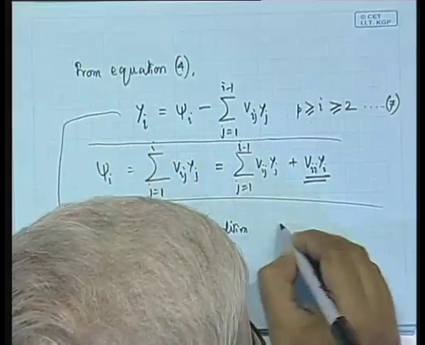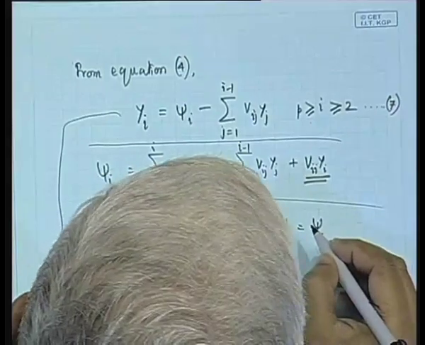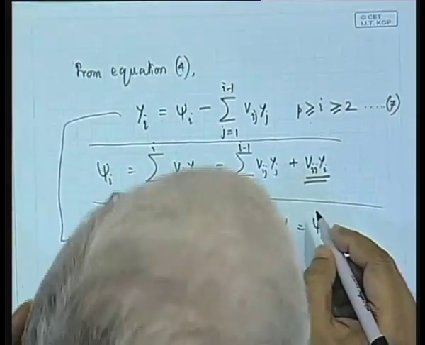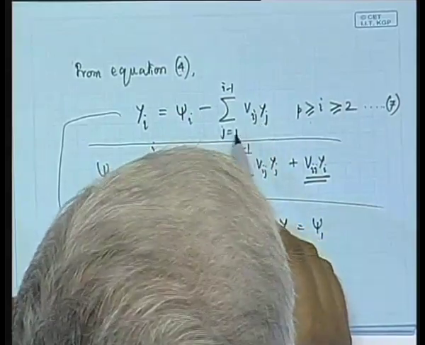The initial condition is that y1 is equal to psi 1, right. So, if y1 is known to you, in that case you just substitute y1 over here. So, j is equal to 1.